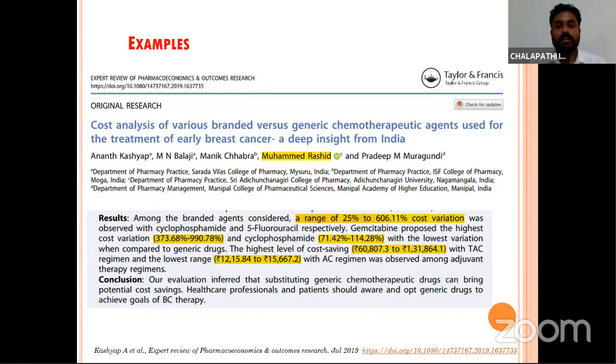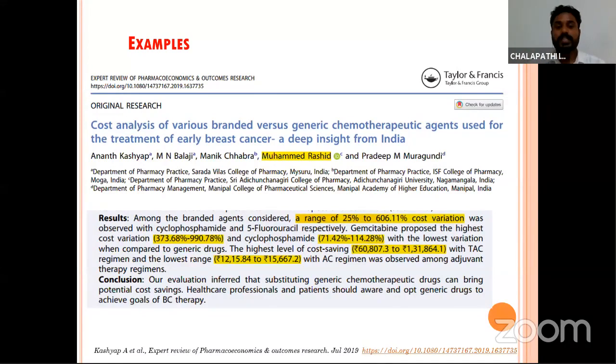The first one we published in Expert Reviews of Pharmacoeconomics and Outcomes Research last year, which is a Taylor and Francis publication. So what we did was take all the different treatment strategies which are used for breast cancer or early breast cancer in India, and we took the branded cost and the generic cost of that particular branded drug.